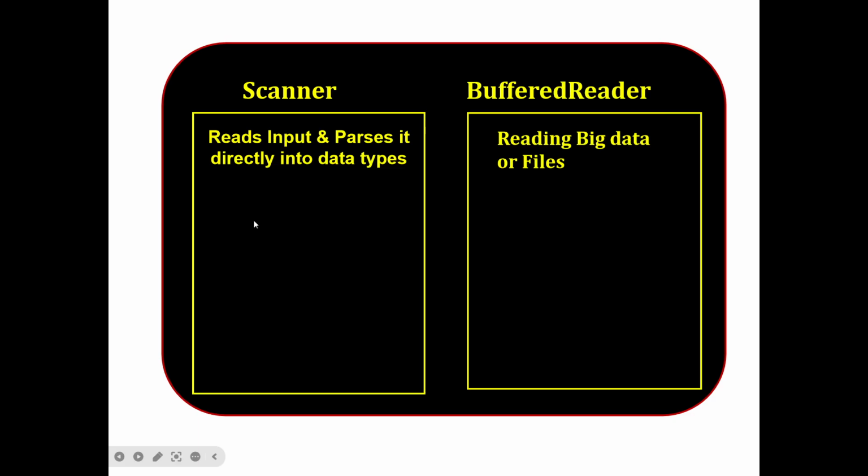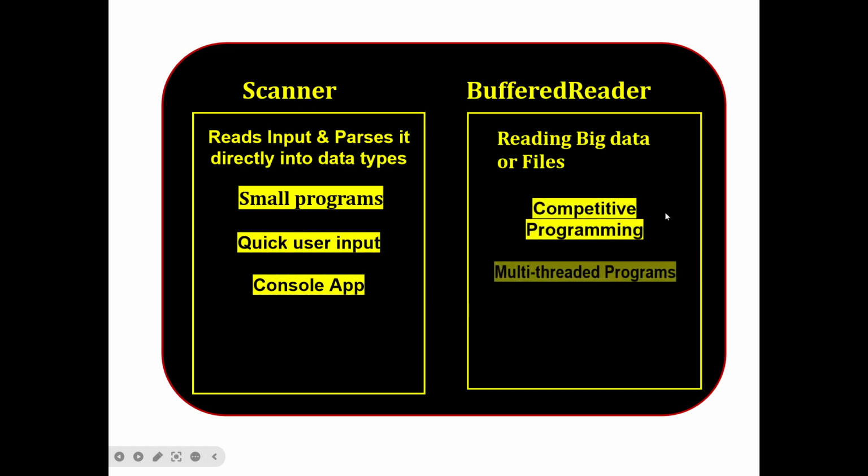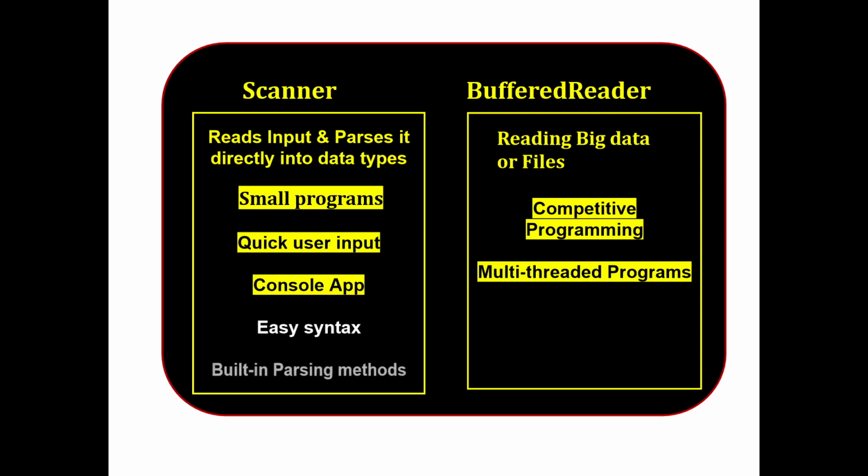Now we can see where we can use these. We can use scanner in small programs, quick user inputs and console applications. Whereas in competitive programming or in a multi-threaded environment, we should go for the buffered reader. So what are the pros of using scanner? It has easy syntax and built-in parsing methods, whereas buffered reader is comparatively faster than the scanner and is thread safe.